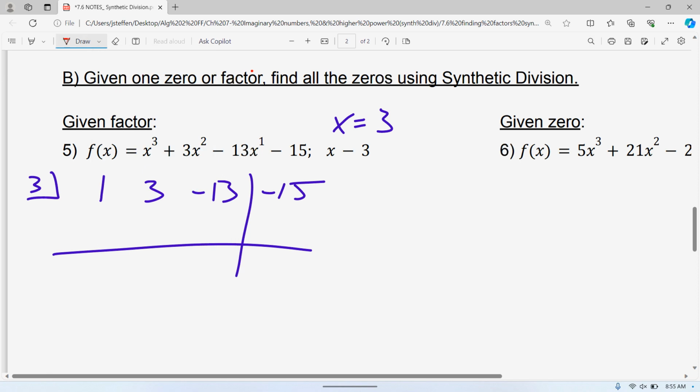Drop your 1 straight down. 3 times 1 is 3. Add those together. 3 times 6 is 18. 3 times 5 is positive 15. Add those together, you better get 0. That's what I was talking about earlier.